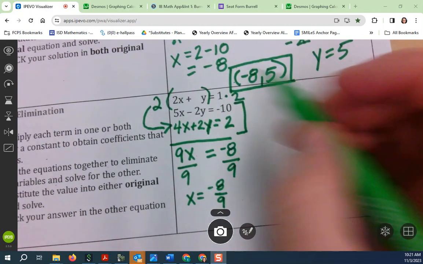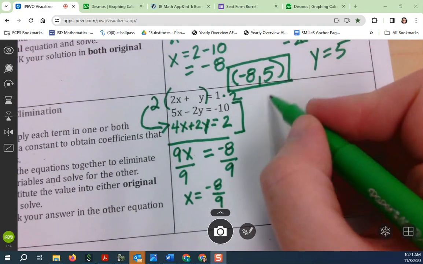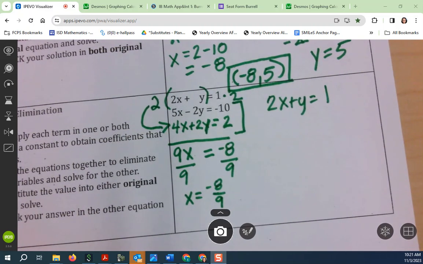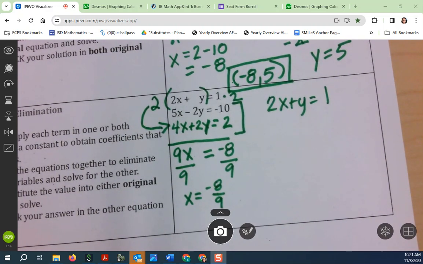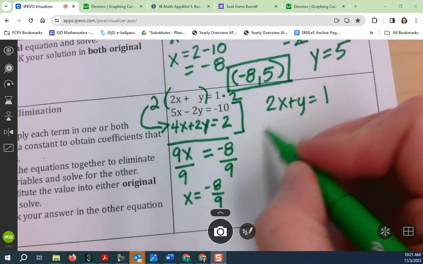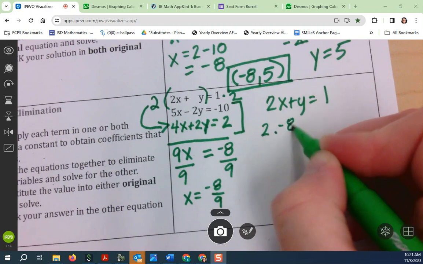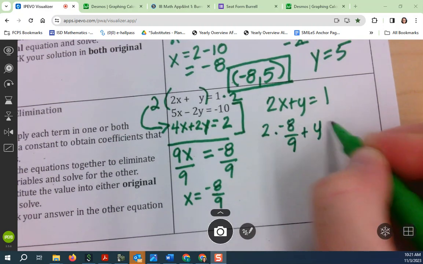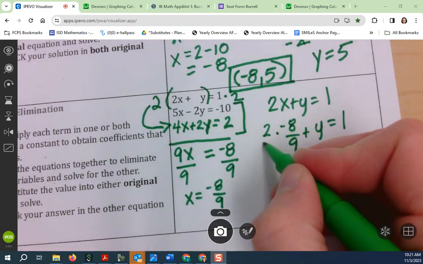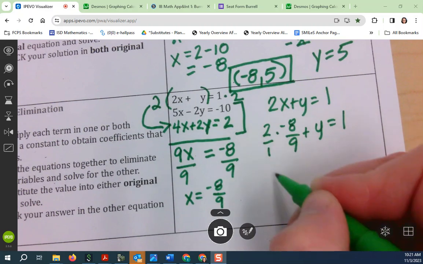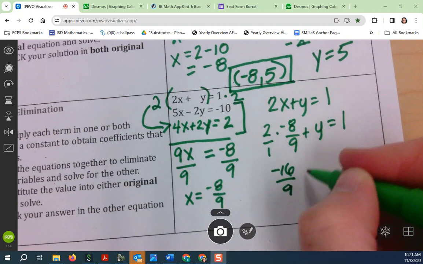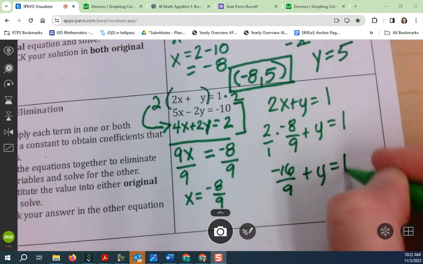I think what I'm going to substitute back into is the first equation that was original, 2x plus y equals 1, just because it seems like the simplest one. You can choose any of them, though. And I'm going to put the negative 8 over 9 here, so I have 2 times negative 8 over 9 plus y equals 1. When I multiply, I can make this into a fraction and multiply numerators and denominators. So I have negative 16 over 9 plus y equals 1.